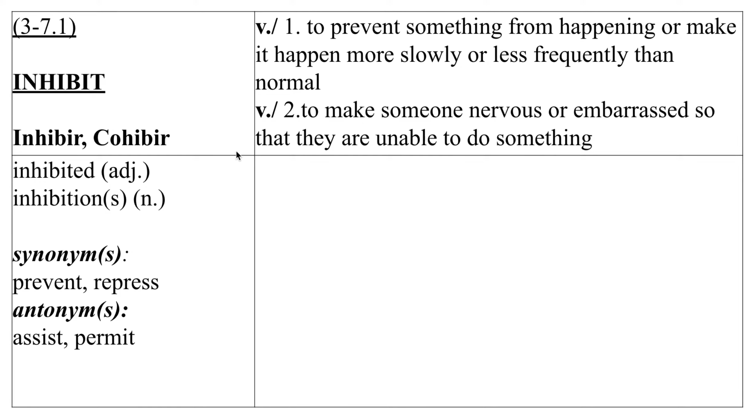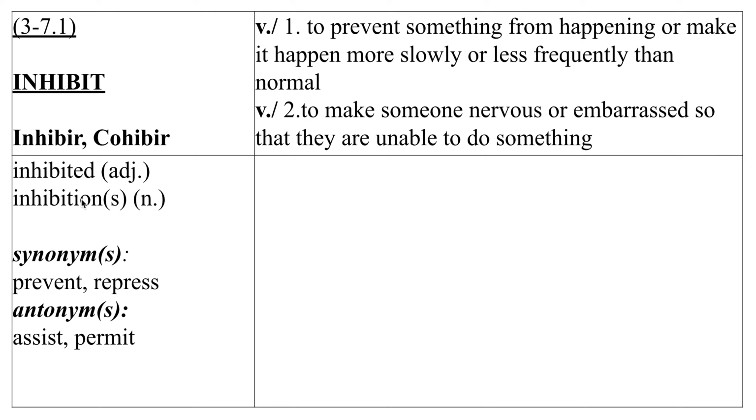Notice that this H is normally silent, but for some reason, when it turns into a noun, the H becomes pronounced. In inhibition, you pronounce it, but all the other ones, you don't pronounce it. Synonyms for inhibit are prevent or repress. Antonyms are assist or permit.